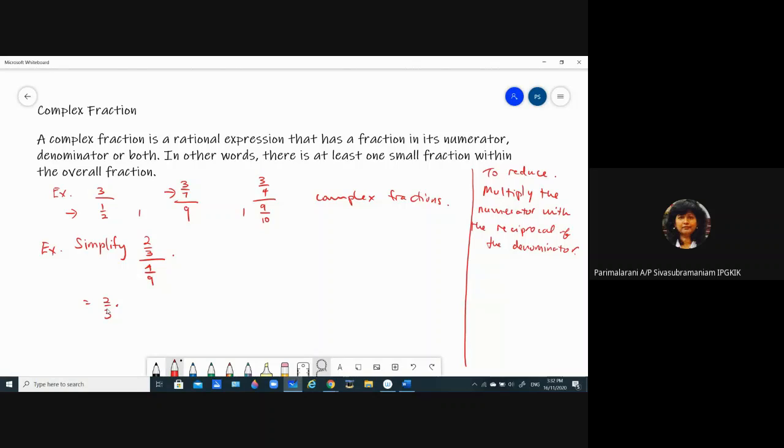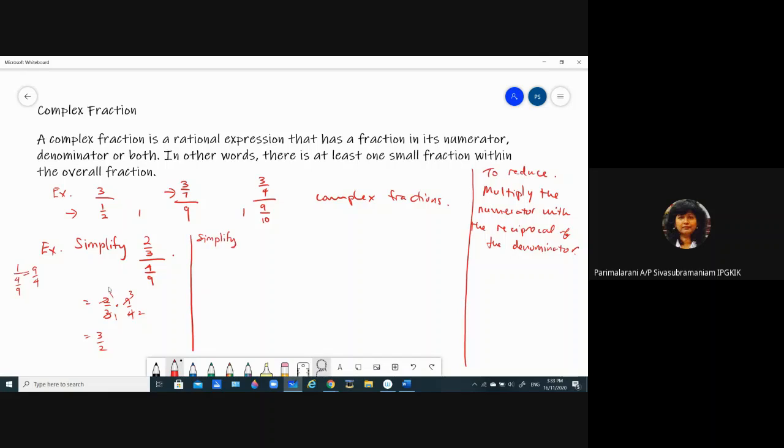Okay. So 2 over 3 times by the reciprocal of 4 over 9, which is 1 over 4 over 9. Reciprocal of 4 over 9 is 9 over 4. So times by 9 over 4. So we simplify this, we have 3 over 2. Okay, can understand? Okay, another example.